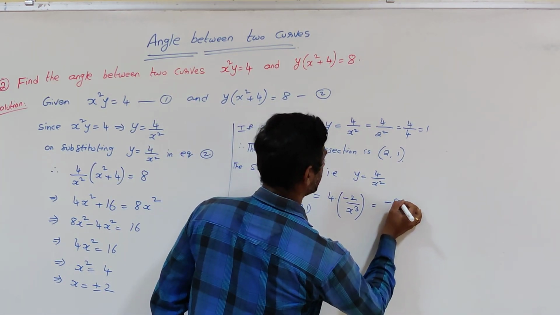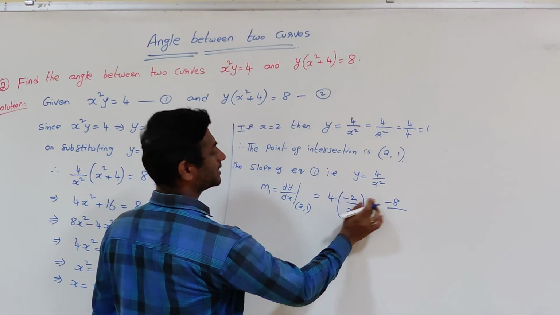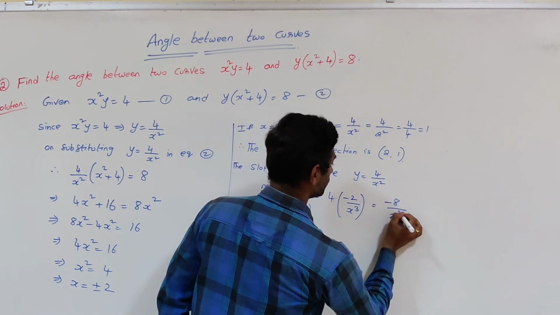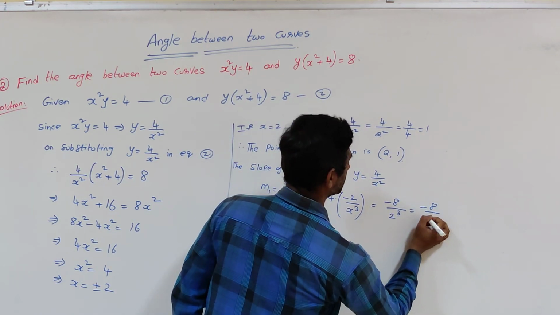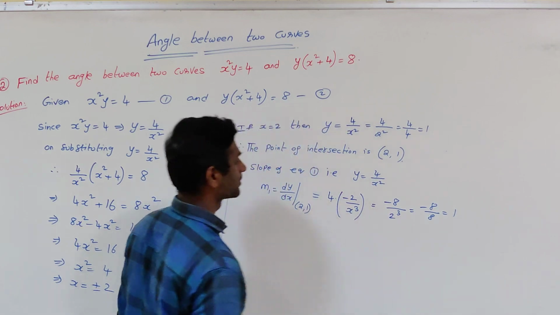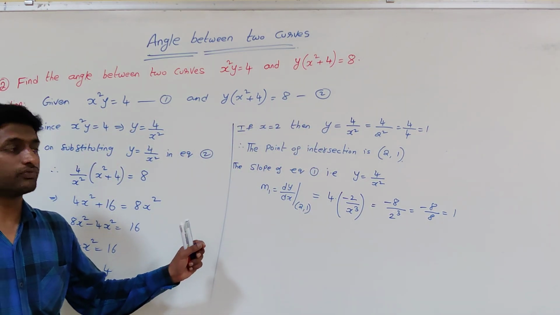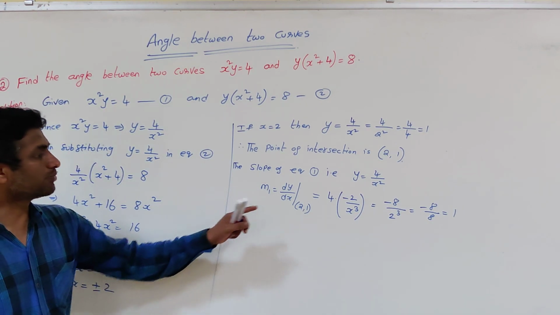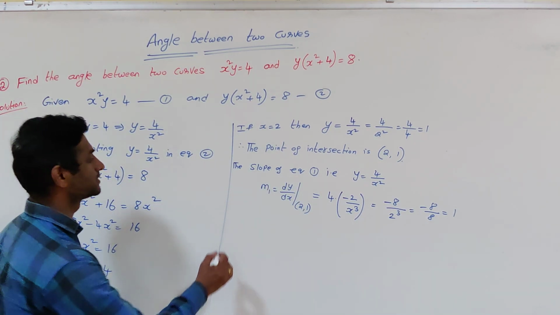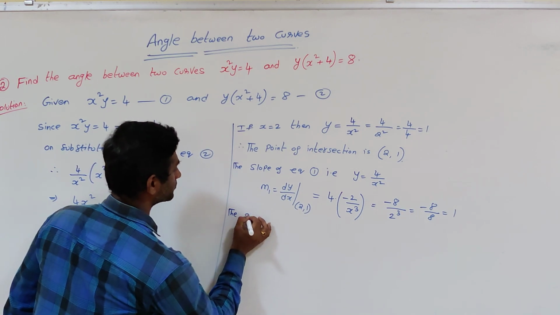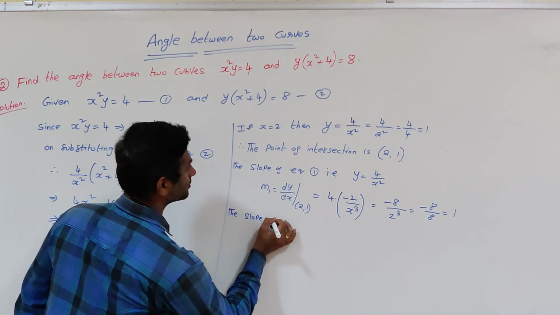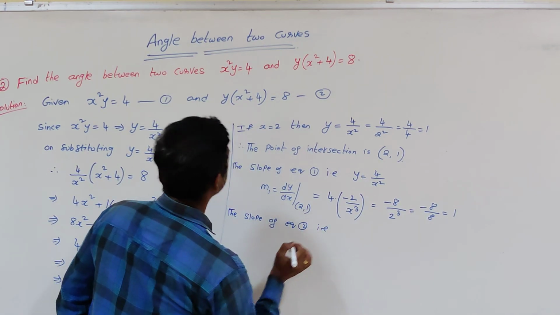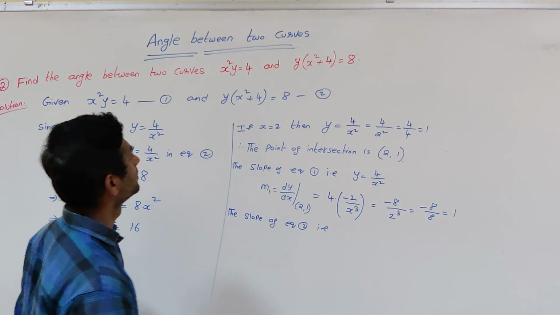So minus 8 by x cube. 4 into minus 2 is minus 8. x cube is 2 cube, so it will be minus 8 by 8, which is minus 1. So the slope of the curve y is equal to 4 by x square at the point 2 comma 1 is minus 1. Next, the slope of equation 2.